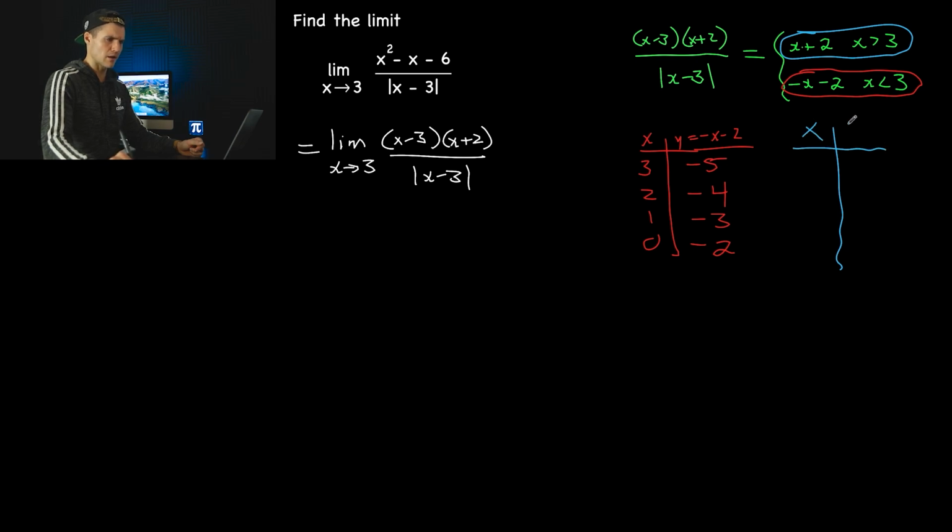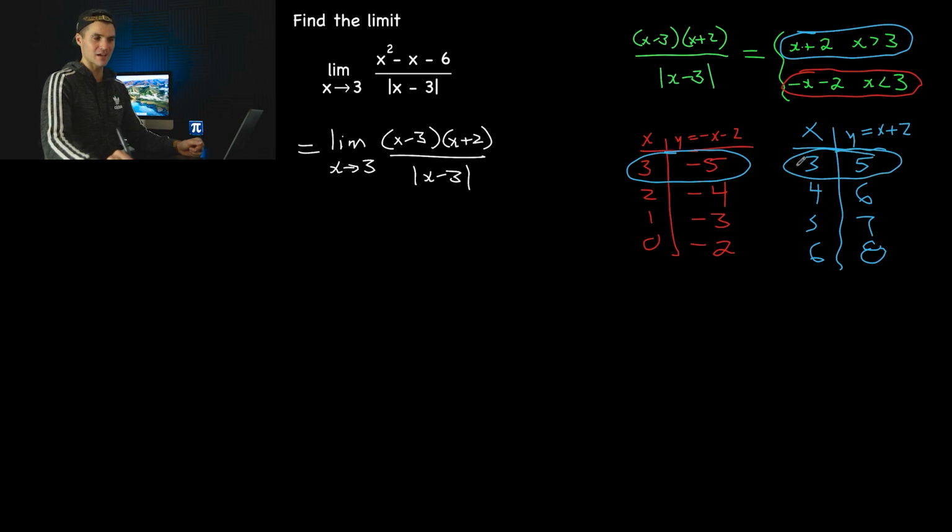So x and then y equals x plus 2. This is going to be all the x values greater than 3. So we still start at 3, 4, 5, 6. This is going to be what? Positive 5, 6, 7, 8. Just a simple line. And again, you can just tell we're going to be approaching negative 5 from the left side and positive 5 from the right side, as we approach that x value of 3 from both sides.